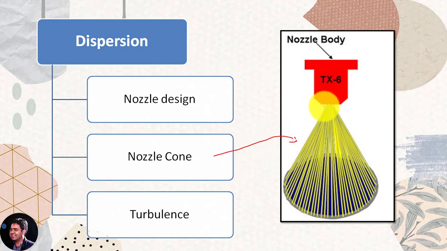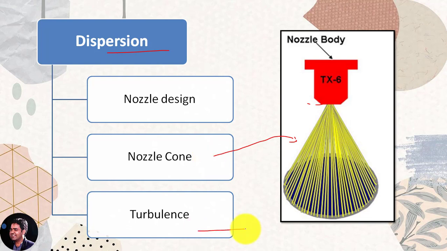It is the cone generated once the fuel is sprayed from the tip of the nozzle. The larger the nozzle cone, the better the dispersion we get, but if the cone size is larger, we get less penetration. So again, at this point, we need to compromise between both parameters, or you can say we have to find the optimum point where we get better dispersion and better penetration.